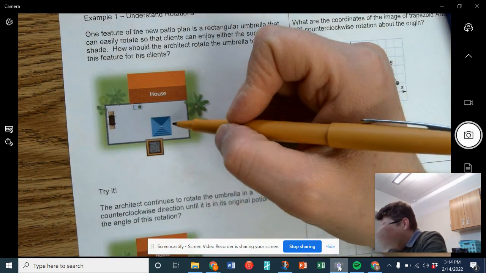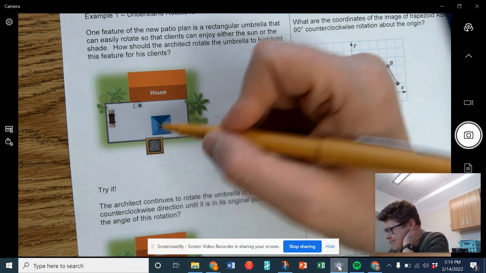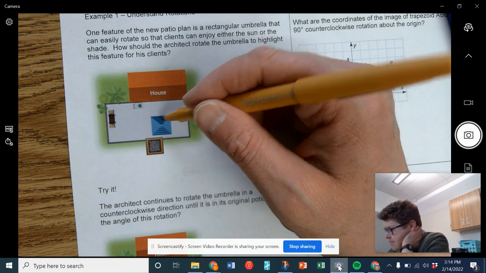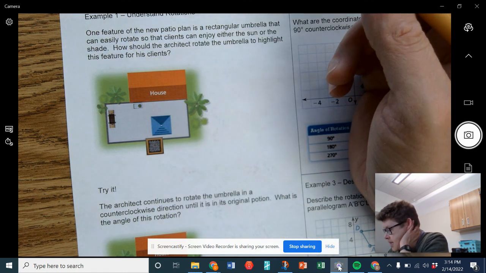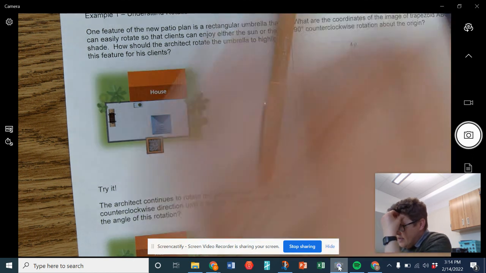Okay. Then I had to parse this a little bit. This side with the dash with the stripes on it, that's where they let the sun through, and then this one where it's kind of blocked off, that's where the sun is blocked. So how should the architect rotate the umbrella to highlight this feature for his clients?